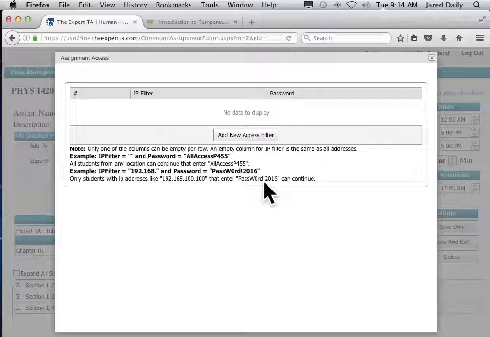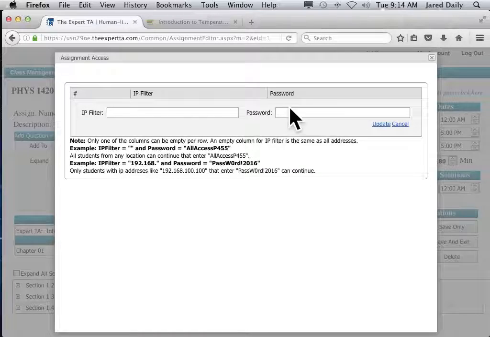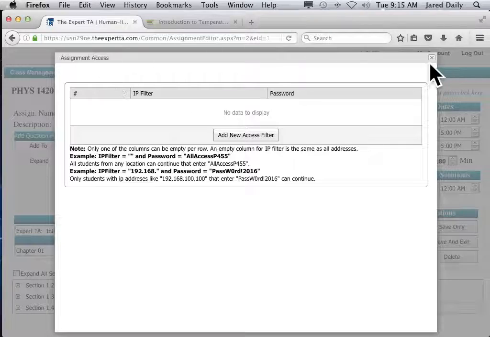So I can do IP addresses and filters. And passwords. Anyway. Password. I'll do it later. So anyway, that's set up now.